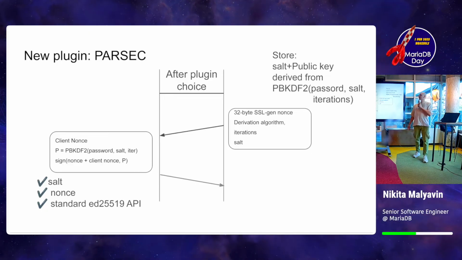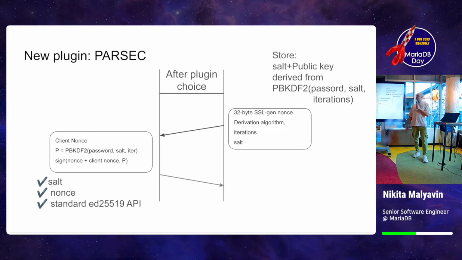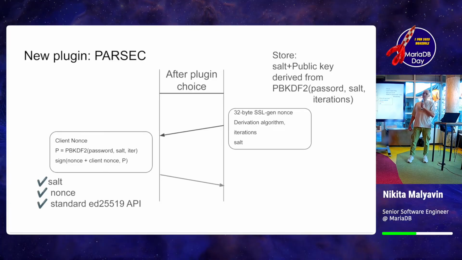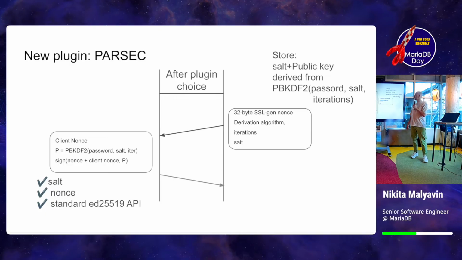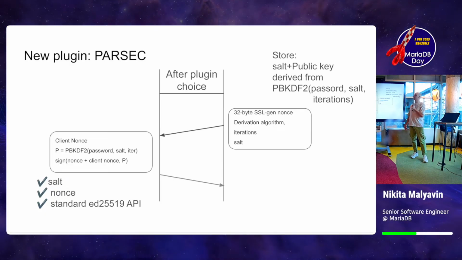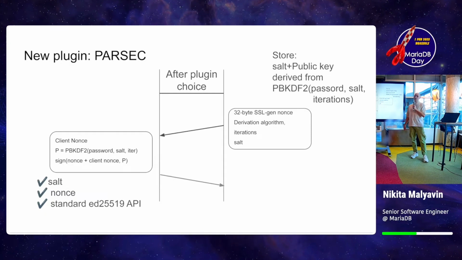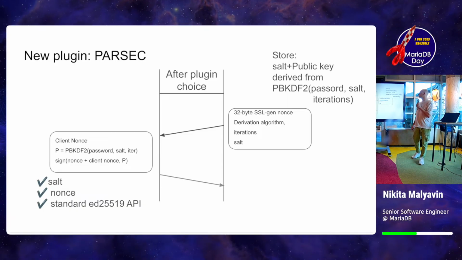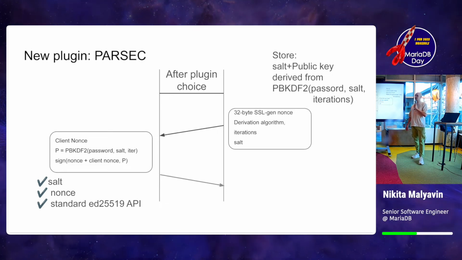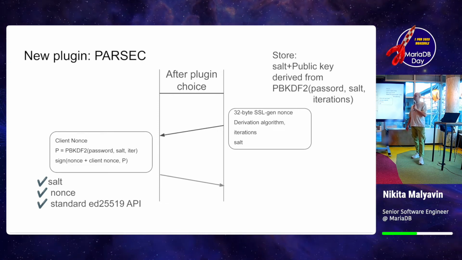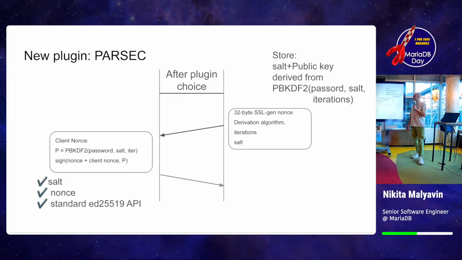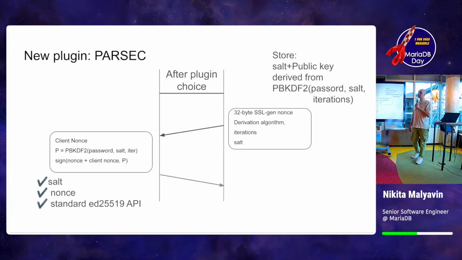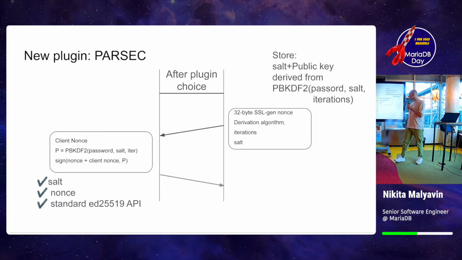So finally, the last generation that I'm presenting is our new plugin, PARSEC. It tries to fix all the problems, and it tries to protect the value that is stored on the server side. So even if the table is exposed somehow to the attacker, it will be super hard, basically infeasible, to reverse it to a real password, and even to just a private key.